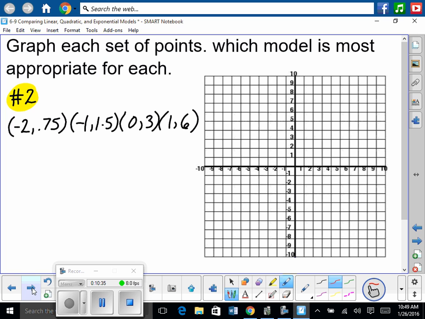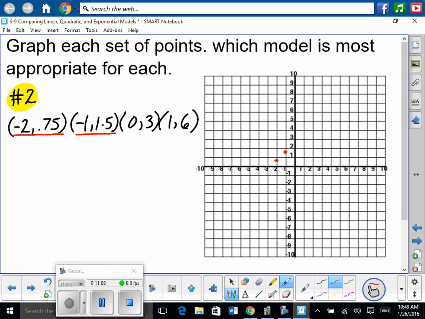You all have graphing paper on your desk. So we're going to start with number 2. We're going to just plot the points and then we're going to look and say, what does that graph look like? So I'm going -2, up 0.75. So on the x-axis, I'm going -2 and up 0.75. So not up quite 1. 0.75 means a little bit less than 1, right? I graphed that one. Now I'm going to graph this point. -1, up 1.5. So I'm going -1, up 1.5.